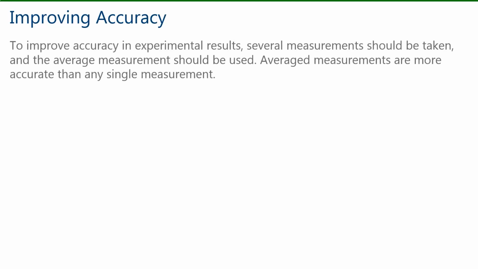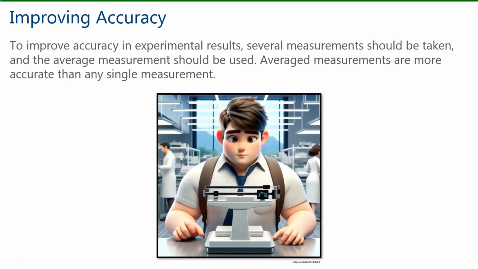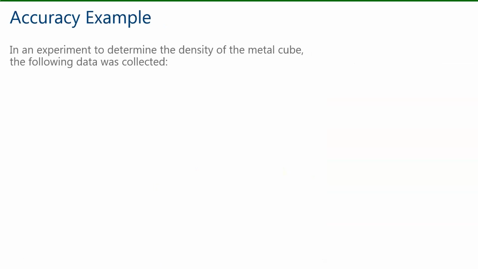Accuracy is really important in science, so how do we improve accuracy? To improve accuracy in experimental results, several measurements should be taken, and the average measurement should be used. Average measurements are more accurate than any single measurement. Let's look at an example.